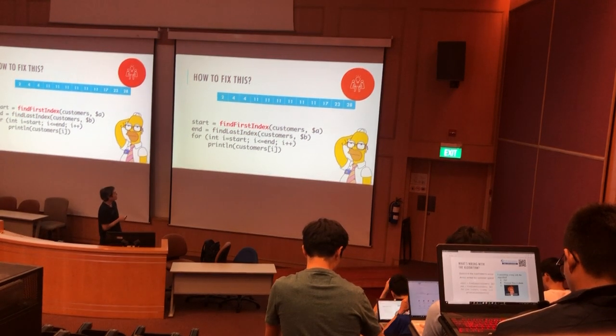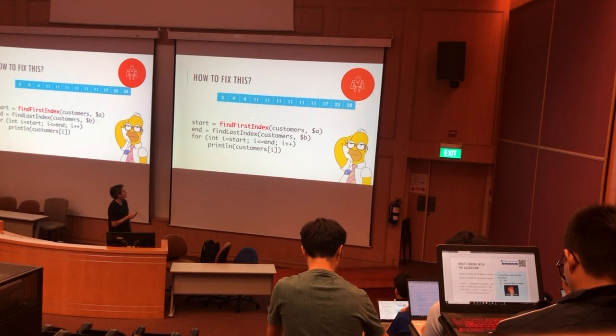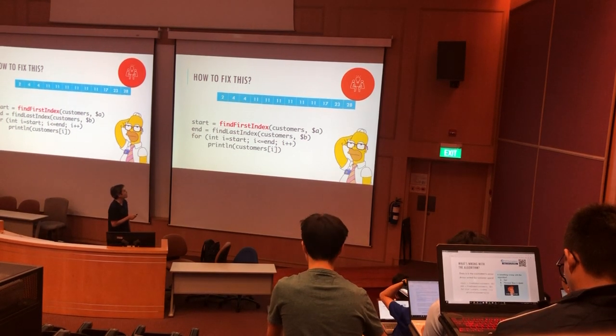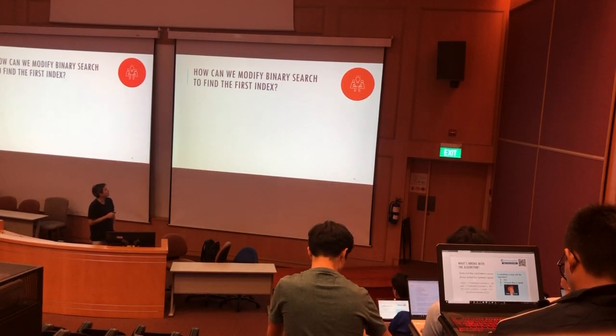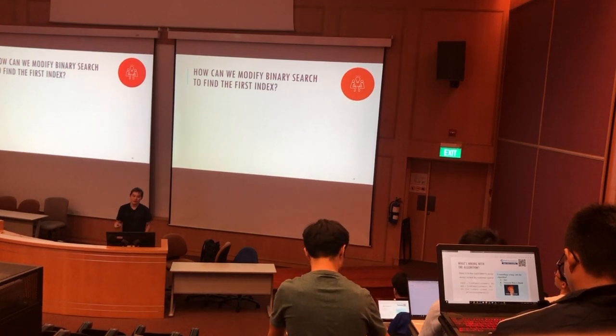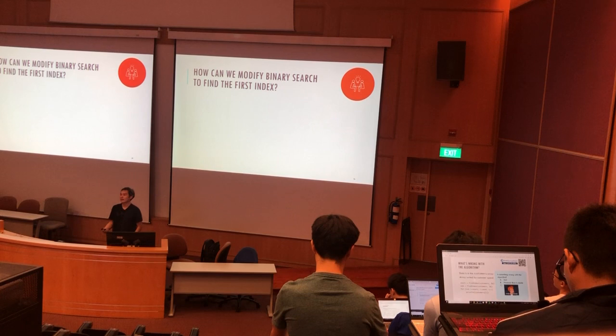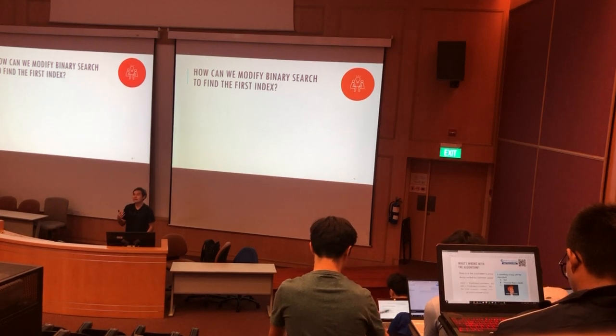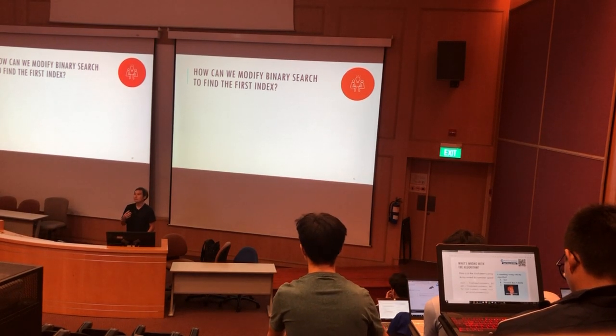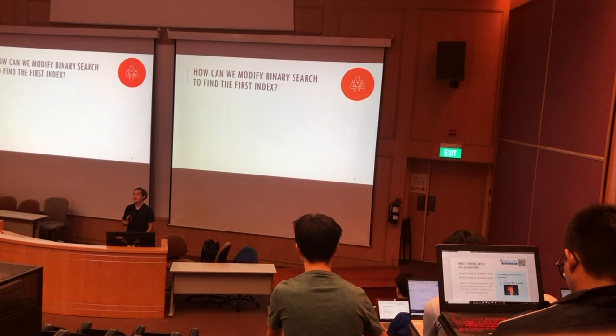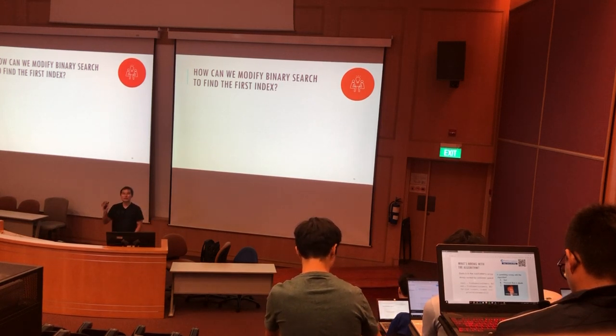Okay, so let's talk about the first index. The last index is very simple; they're kind of symmetric. So let's look at the first index. Here's the question. How can we modify binary search to find the first index? What's a simple way to modify binary search to find it? What's the most straightforward way you can think of?